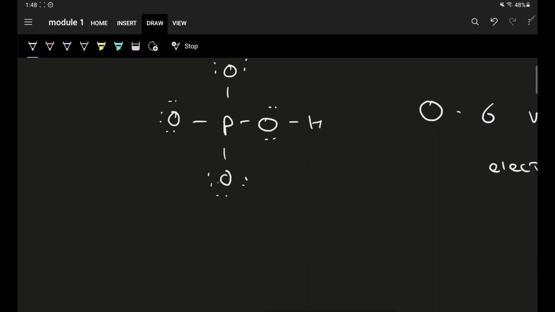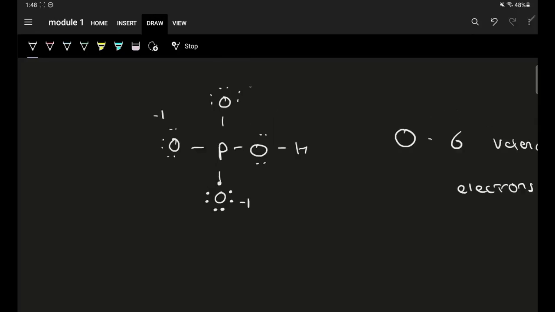If we look at this atom here, we have 1, 2, 3, 4, 5, 6, and 7 electrons directly touching it, giving it a charge of -1, as well as this oxygen here and this oxygen here. The phosphorus in the center has 1, 2, 3, 4 electrons directly touching it, while it wants to have 5 valence electrons directly touching it, giving it a charge of +1. This isn't the most stable structure.